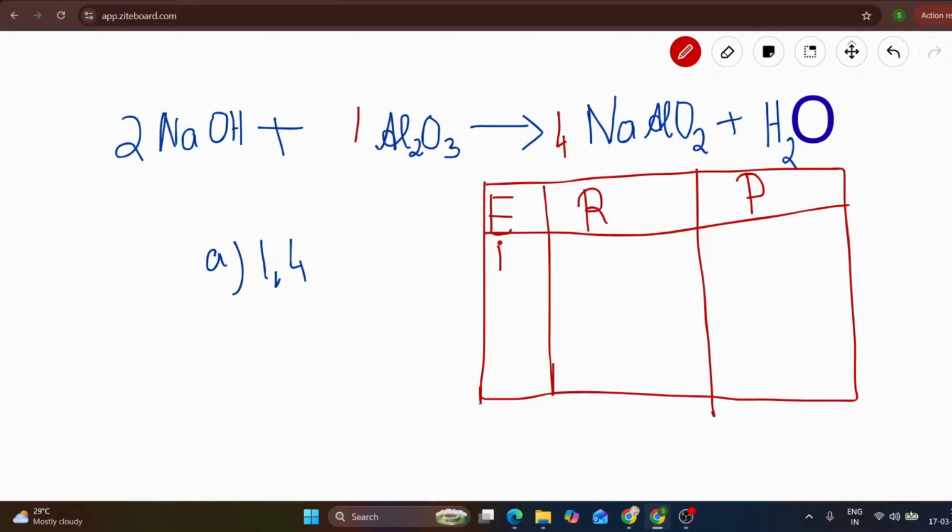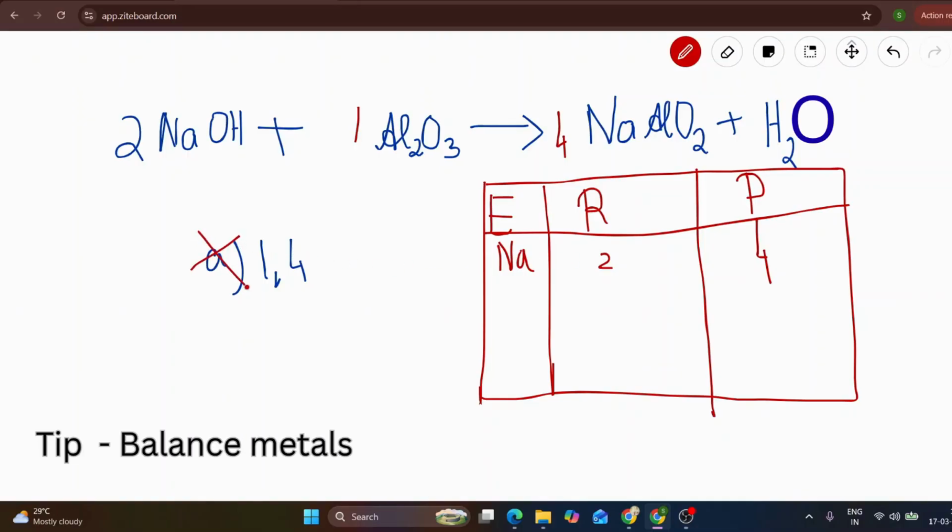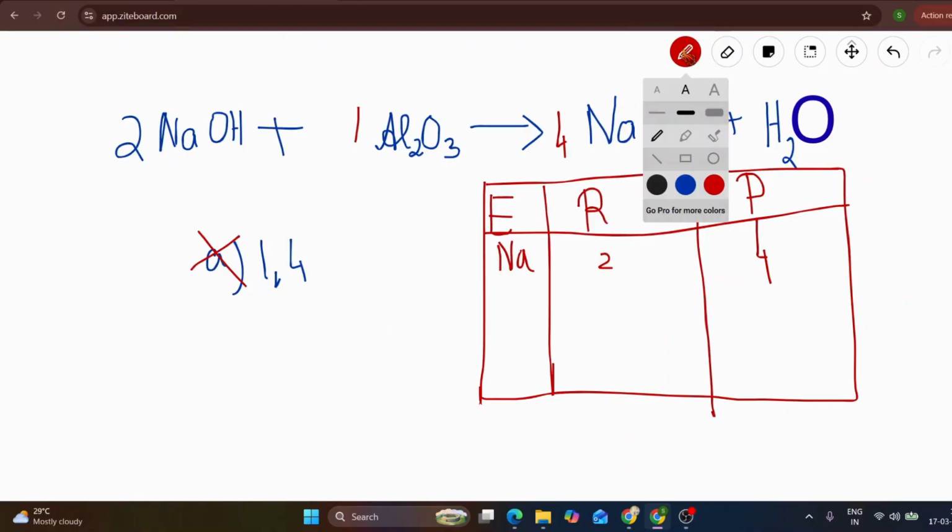Okay, so first we'll go with the metals, that is sodium. Sodium on the reactant side you have 2, but on the product side you have 4. In the very first attempt itself we can say that it is not balanced, so we are not considering option A. One important tip to remember: whenever they ask for balancing an equation, try to balance the metals first. So now we are going for the second option.